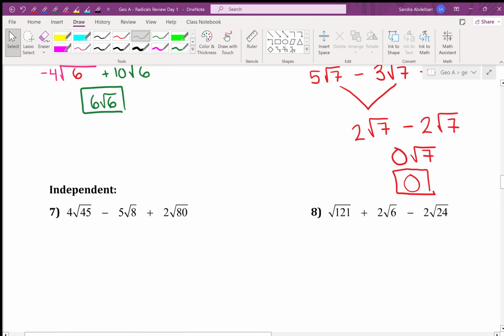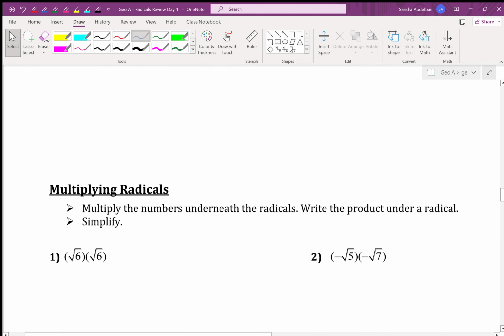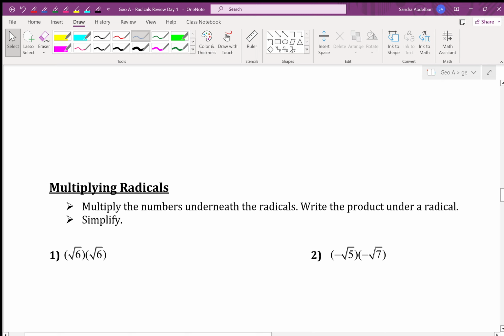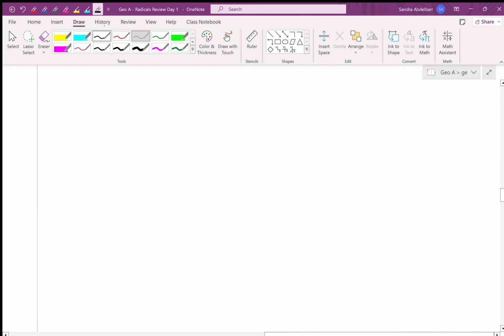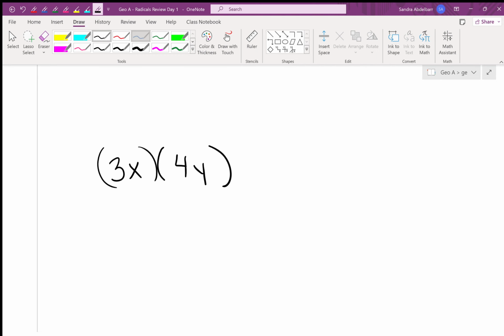All right, can we move on to multiplying? All right, so again, multiplying radicals is very similar to multiplying variables. What do I mean? So if I have a 3x times a 4y, do they need to be the same variable to multiply? No, they don't need to be the same variable. If I have a 3x times 4y, isn't this 12xy, the product? Same idea with radicals. You do not need the same radicand to multiply.